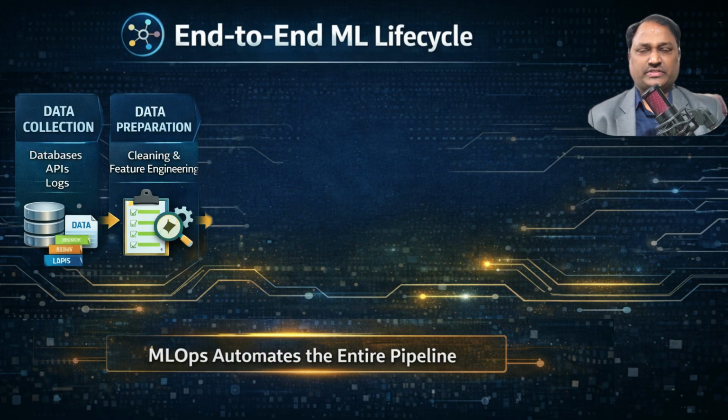Next key activity is feature engineering. This is where real intelligence comes in. Feature engineering means creating better input variables for the model.